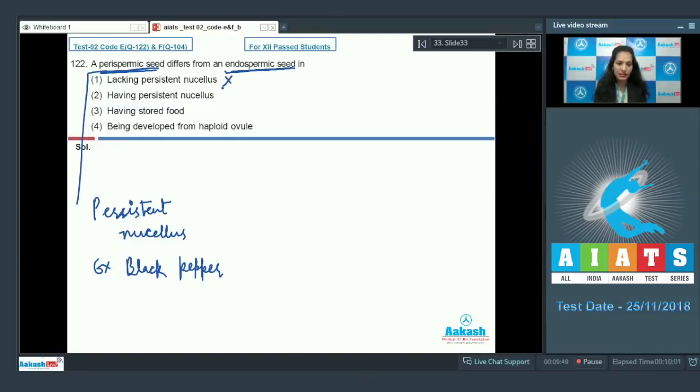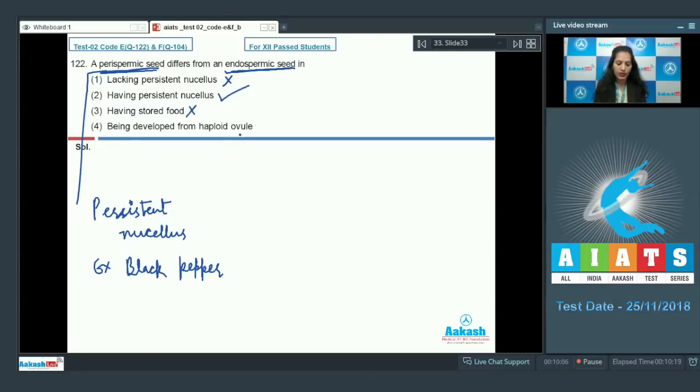No, it has persistent nucellus. So it has persistent nucellus. Yes. It has storing food. No. Endospermic seed stores the food, whereas a perispermic seed can be endospermic too. So both can store food. So this option is ruled out.